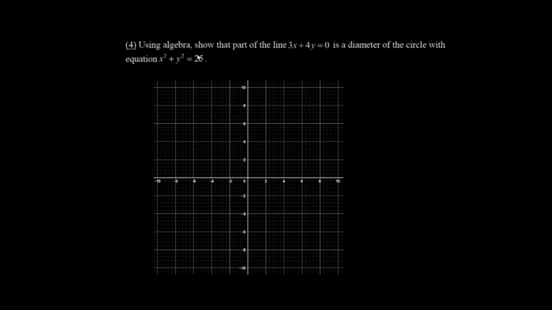In this question, we're asked to use algebra to show that part of the line, here 3x plus 4y equals 0, is the diameter of a circle with equation x squared plus y squared is equal to 25. This is a circle. 25 must be r squared. GCSE circles are always centre origin and have equation x squared plus y squared is equal to r squared. Well, 25, one of those GCSE numbers, square roots to 5. So our circle, radius 5, is based on the origin, and there it is.